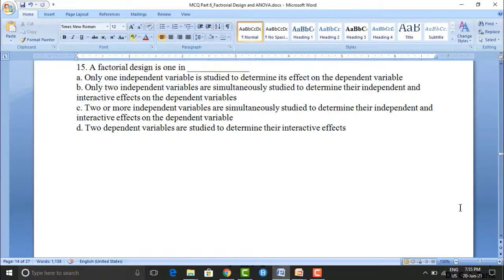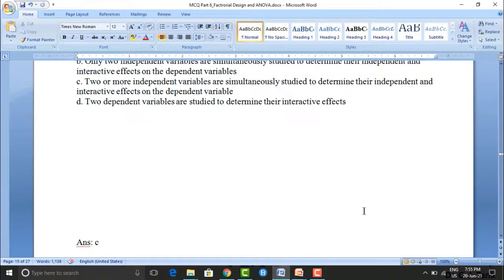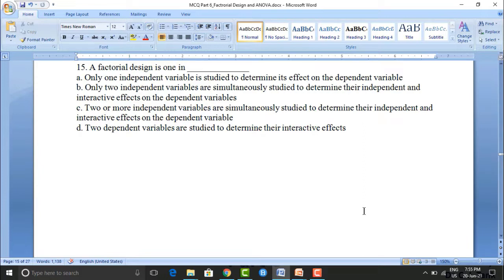Here the correct answer is C, that means two or more independent variables are simultaneously studied to determine their independent and interactive effect on the dependent variable. Next question.